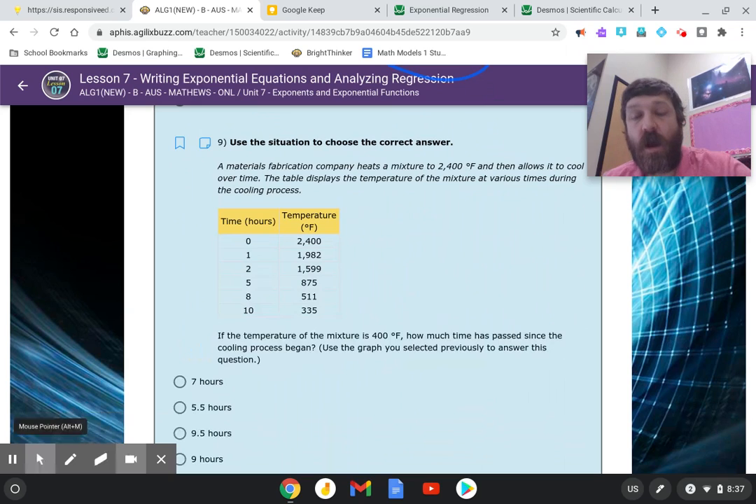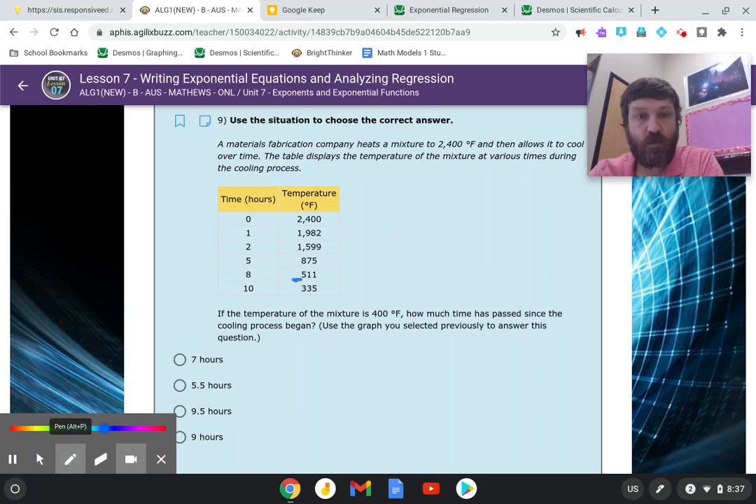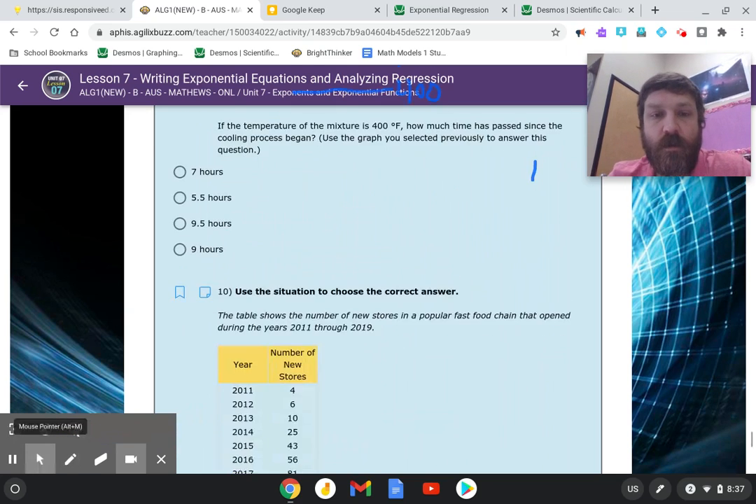This one, I think you can probably just guess the answer. It says that the temperature of the mixture is 400. How much time has passed since the cooling process began? You can see here 400 is going to be somewhere between those two values. So you just decide which answer choice you think is the best answer choice based on that information. All right, I'm not going to spend any more time on that one.